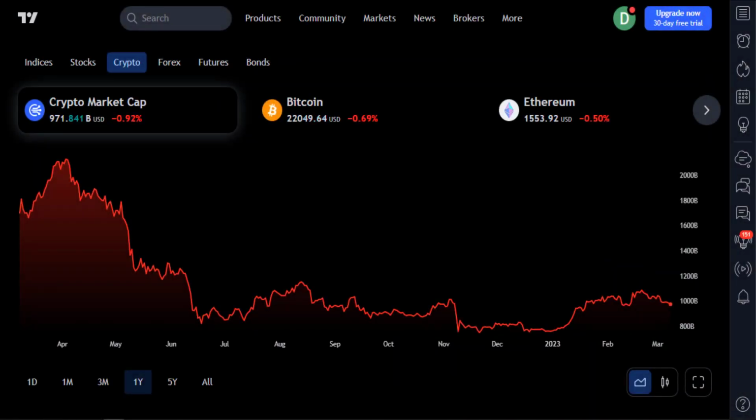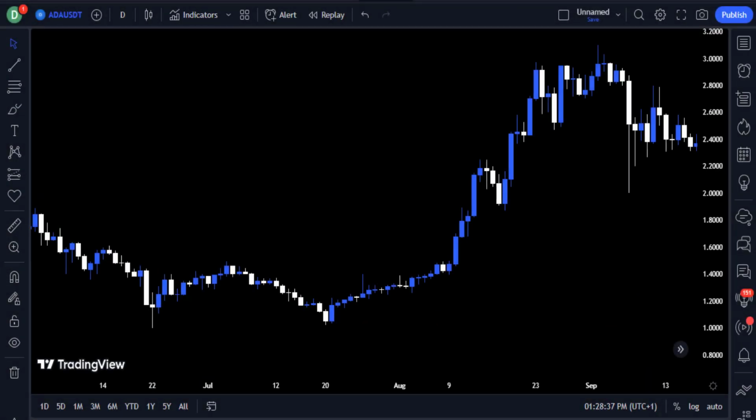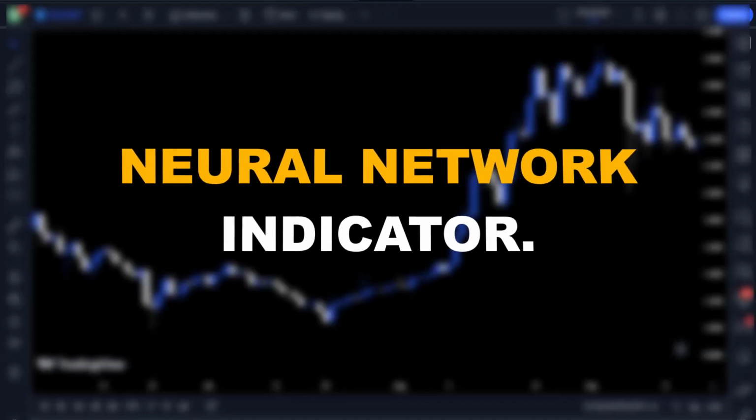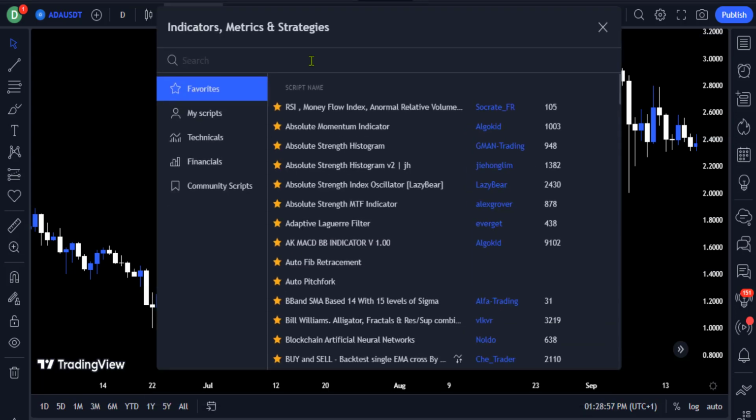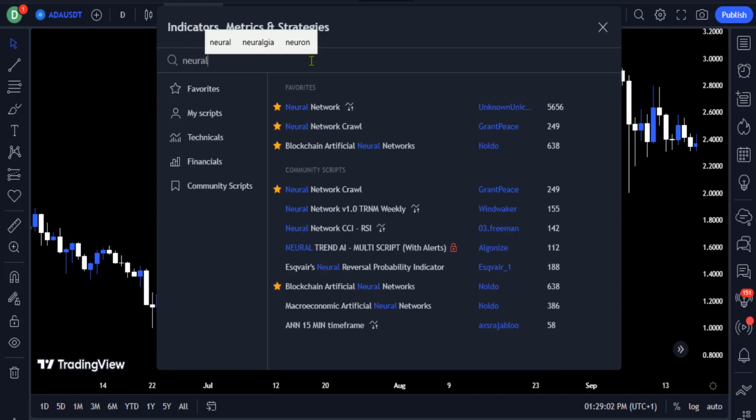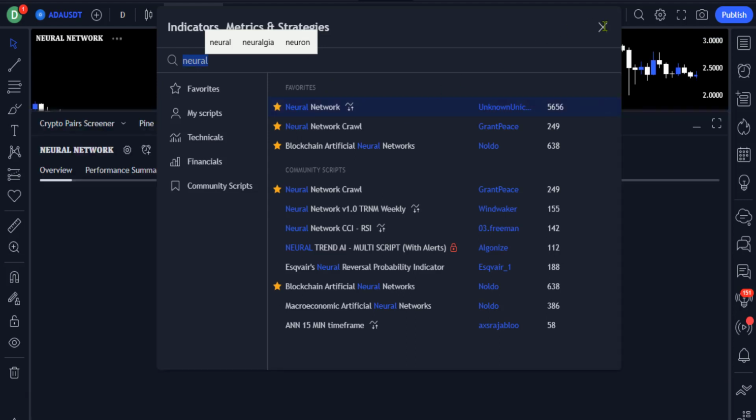So head on over to tradingview.com. Again, these indicators are completely free on TradingView and do not require a premium TradingView plan. Now the first indicator is this tool called a neural network indicator. To add this wonderful indicator to our chart, we click on the indicators tab here and we search for neural network. You are going to add this one, which is written by this guy named Unknown Unicorn.